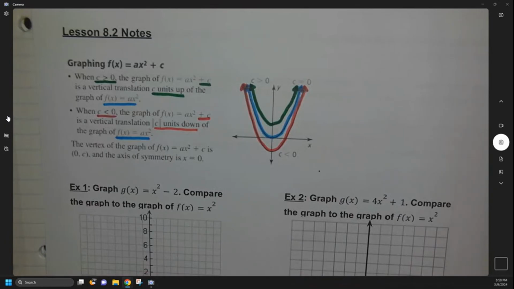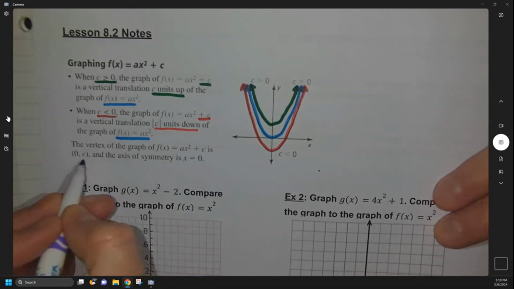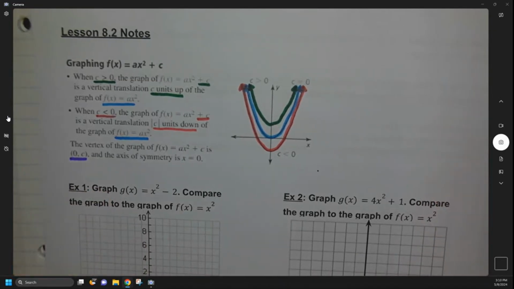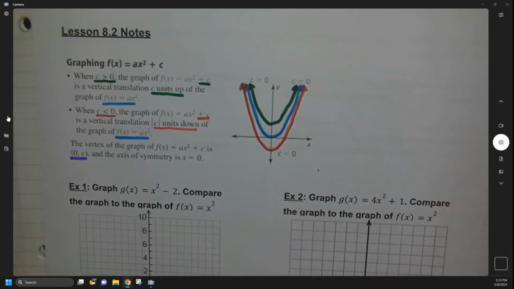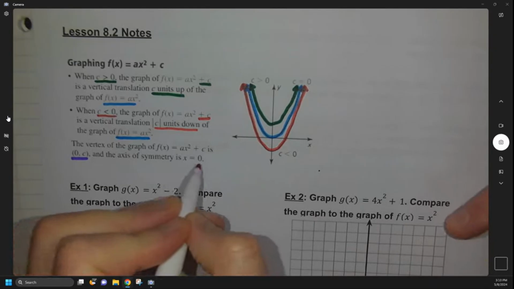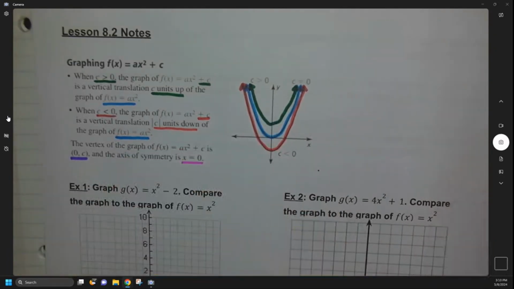The other thing that you want to take note of is that the vertex for this graph is 0, c. In other words, kind of like that y-intercept. That's where it's touching the y-axis on this one because of the format of what we're working with here. And our axis of symmetry for this one is x equals 0. That vertical line cuts them in half right there. Whoops, I forgot to underline the word vertex. There we go. And we are going to take a look now at example 1.